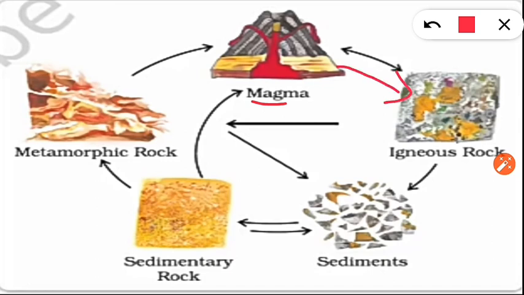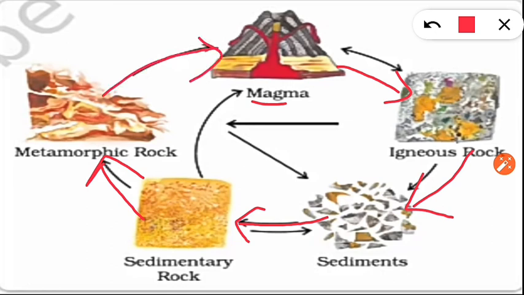Now igneous rock, when it is breaking down into pieces, is called sediments. These sediments are coming together to form sedimentary rocks. These sedimentary rocks under some heat and pressure change into metamorphic rock. Then this metamorphic rock slowly gets inside the earth and gets melted, and this again changes into magma.